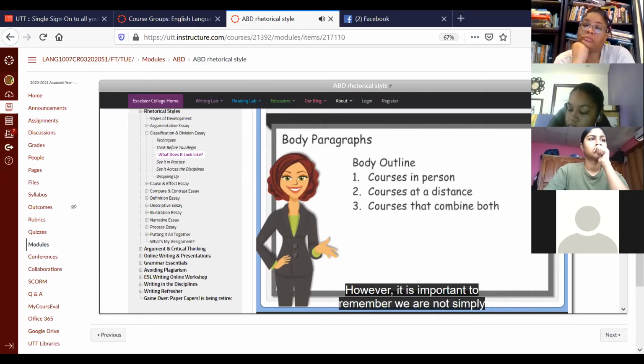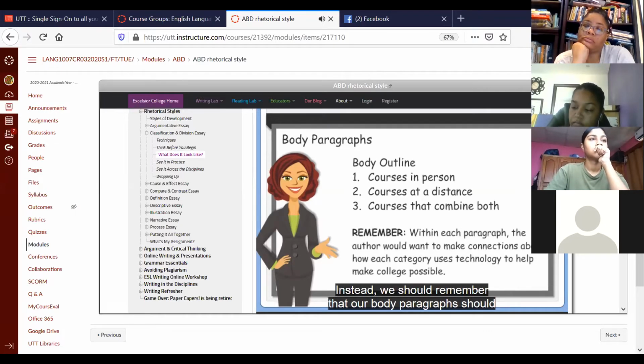However, it is important to remember we are not simply going to list everything we know about these divisions. Instead, we should remember that our body paragraphs should focus on proving our thesis about how each category uses technology to help make college possible.